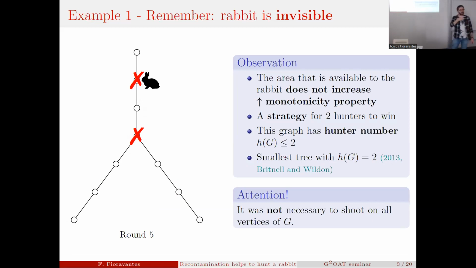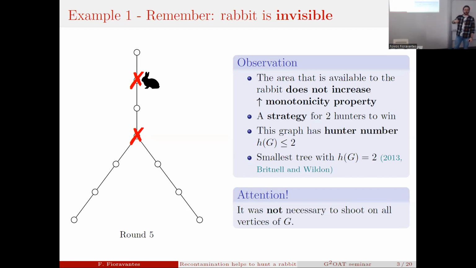A way to see it is that using this strategy, the area available to the rabbit does not increase throughout the game. And this is a very important notion. It's the notion of monotonicity, which is a main aspect of what we did. And we will see it again, so keep it in your mind.